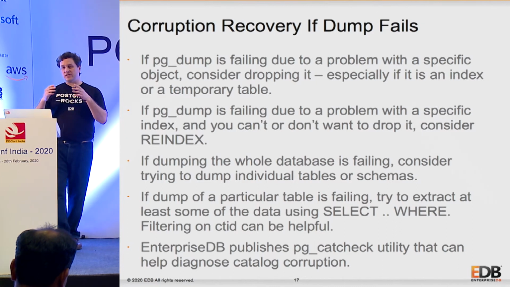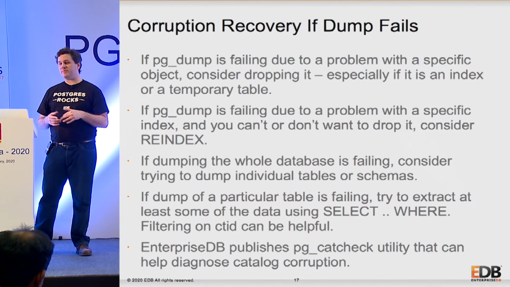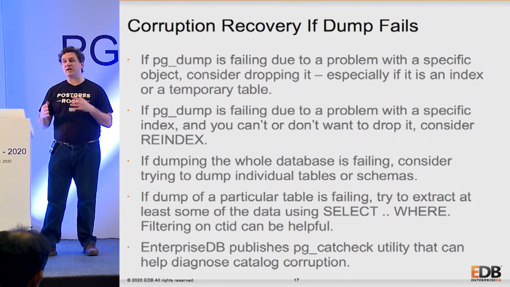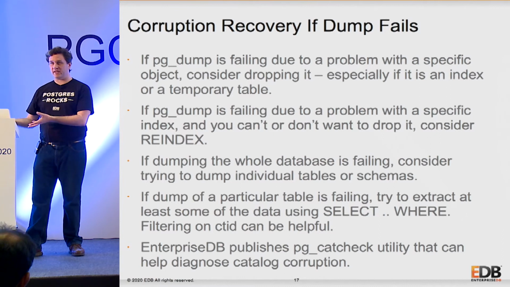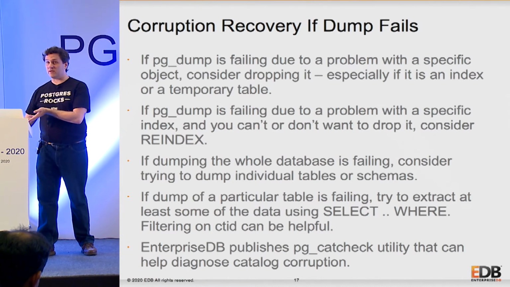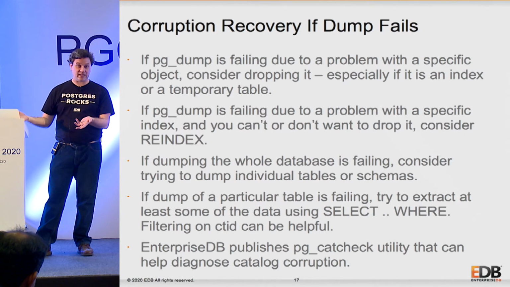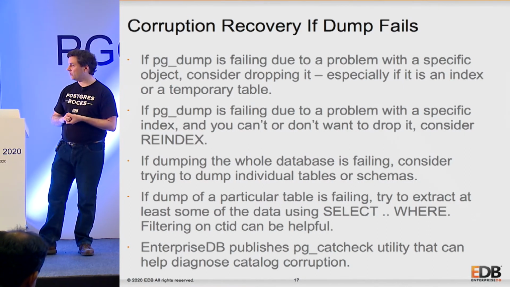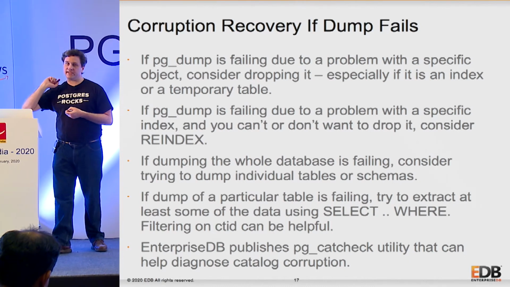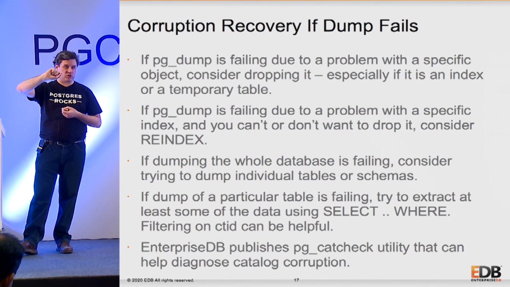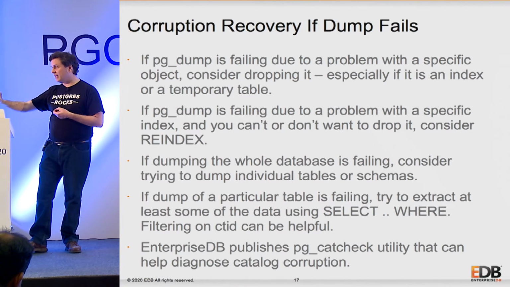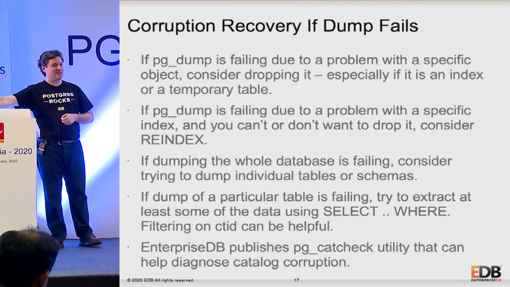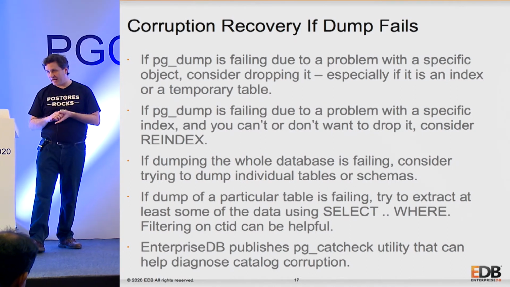If you can't dump a particular table, you might be able to get at least some of the data out of that table by using a select statement with some kind of where clause. If pg_dump is failing to dump the whole table, select without a where clause is probably also going to fail due to exactly the same reasons. But you might be able to select a subset of the data in your table. There's a hidden column called ctid, which is the physical position of the tuple within the table. So filtering on that can be helpful by saying, please give me the tuples that are not that one over there, which might be the problematic one.